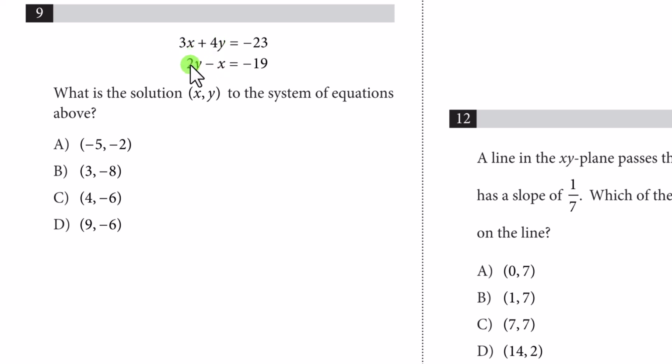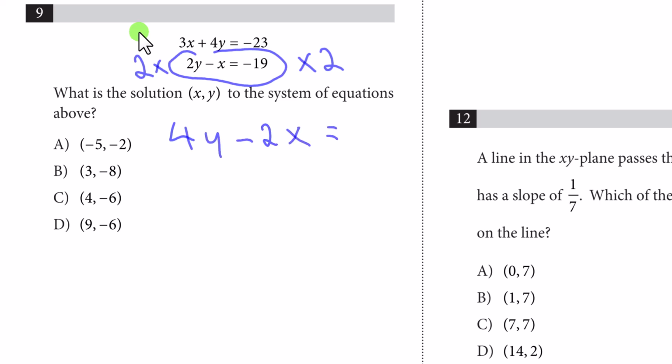4y there, 2y there. That doesn't match up. But 4 is a multiple of 2. So we're going to take the second equation here, and we're going to multiply both sides by 2. So we multiply that by 2, multiply that by 2. So that's going to turn into 4y minus 2x equals negative 38. And then you've got the 3x plus the 4y equals negative 23.